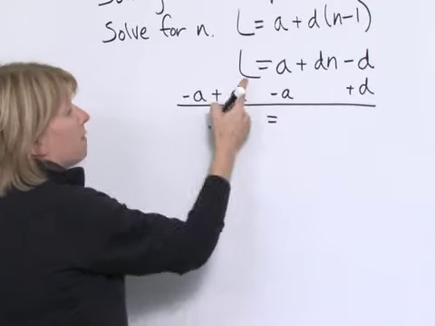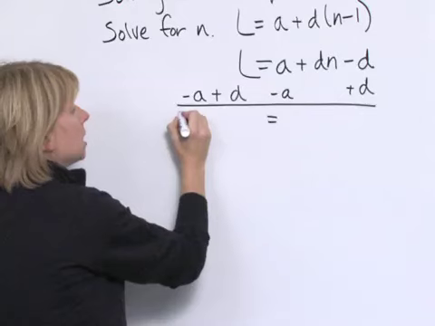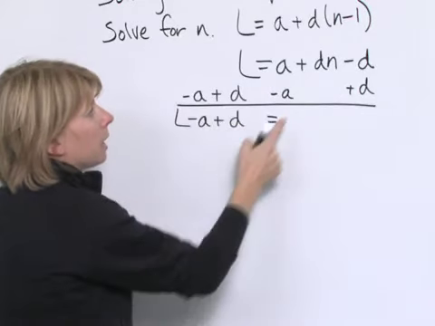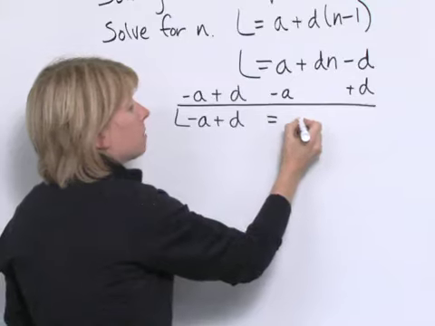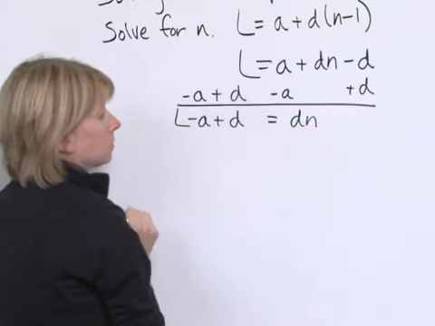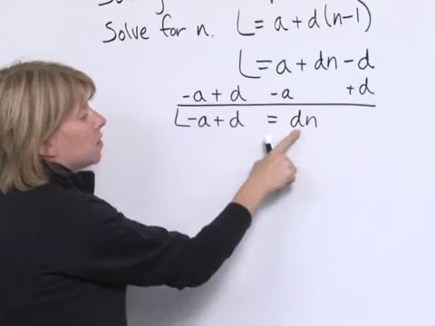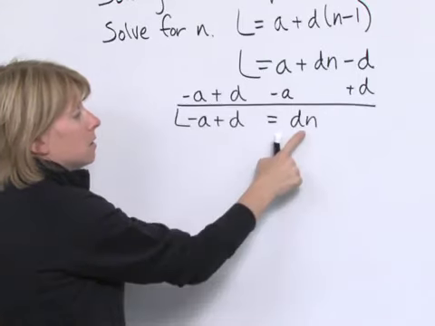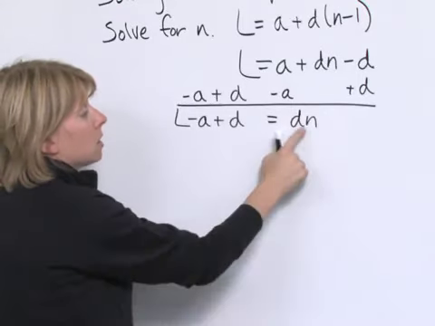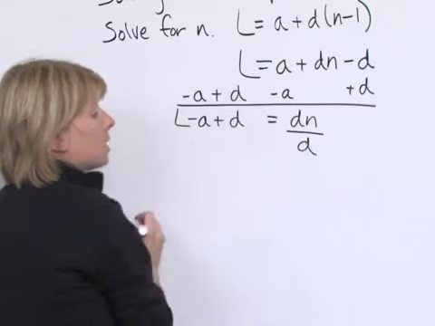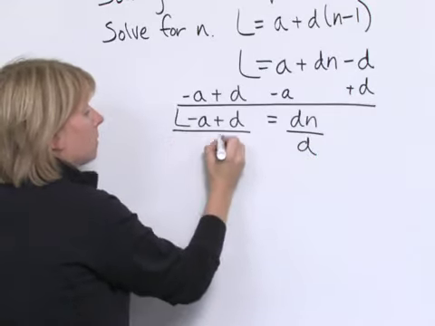On the left side, we'll have L minus A plus D. And on the right, we're left with D times N. The last step in solving for N is to divide by D, since right here on the right-hand side of the equation, N is being multiplied by D. So we undo that multiplication by dividing.